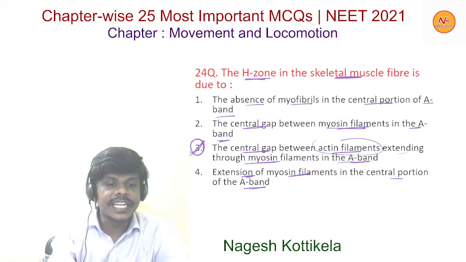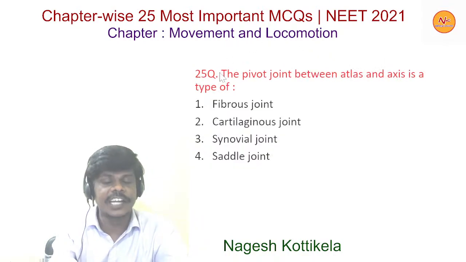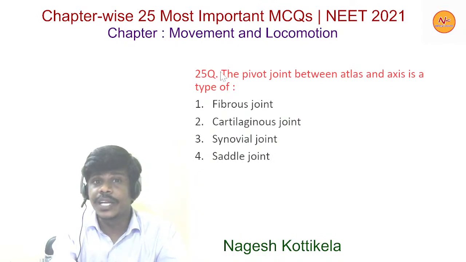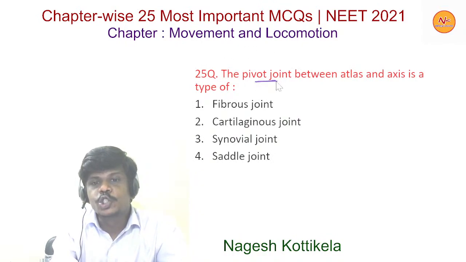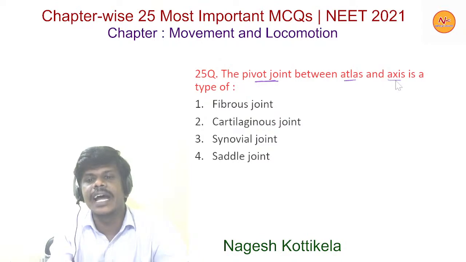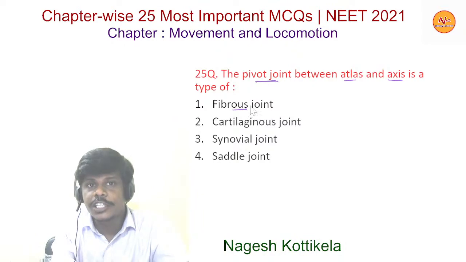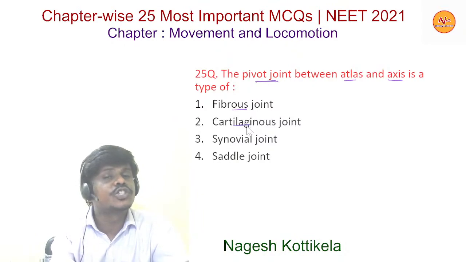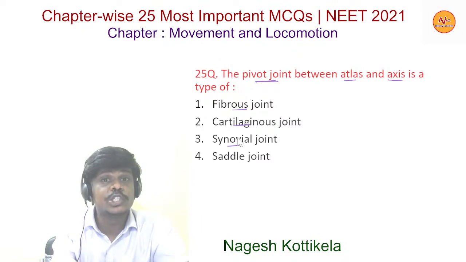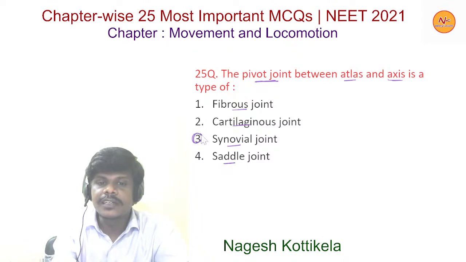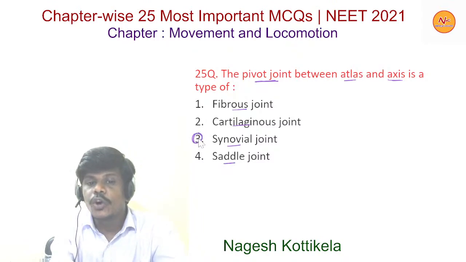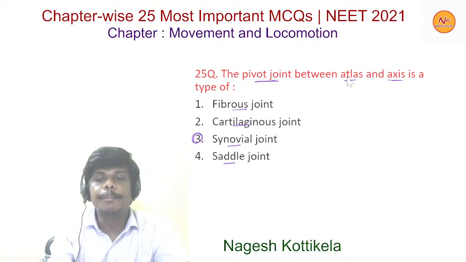Now moving to the next question, question number 25, and this is the last question of today's session. The pivot joint between atlas and axis is a type of: option 1, fibrous joint; option 2, cartilaginous joint; option 3, synovial joint; and option 4, saddle joint. And here the third option is the right option. The pivot joint between the atlas and axis is a type of synovial joint.